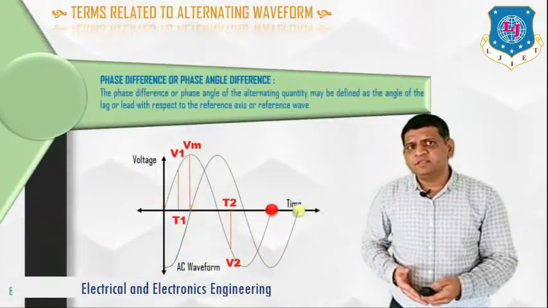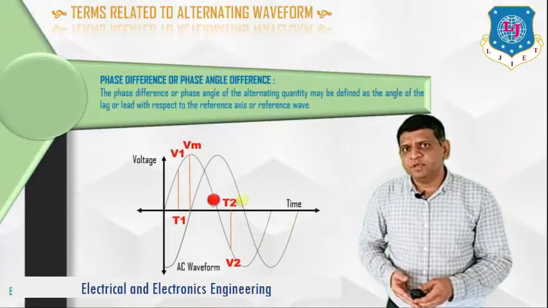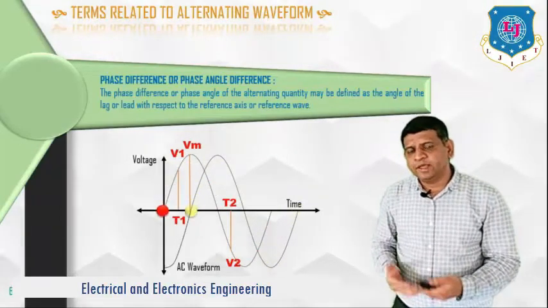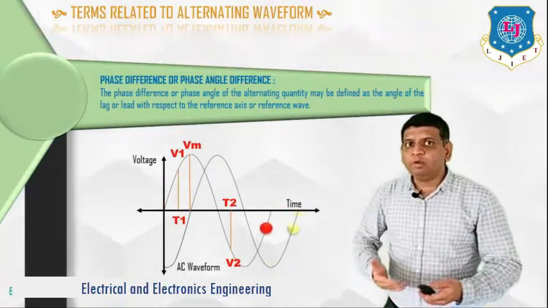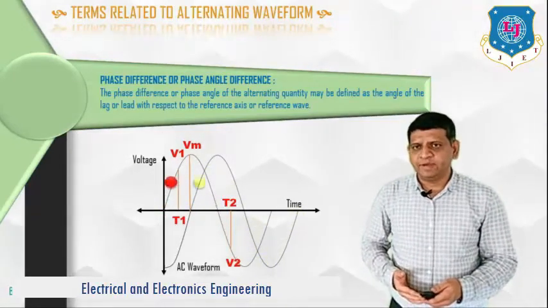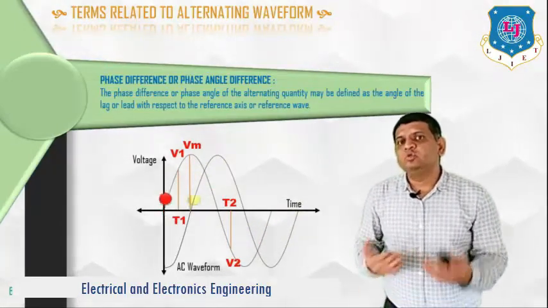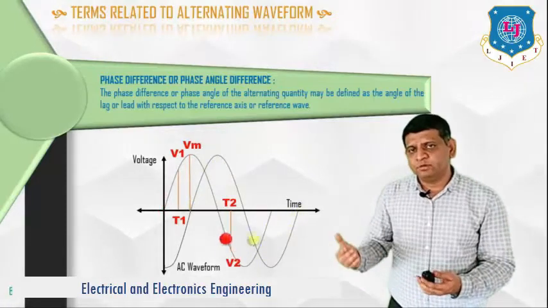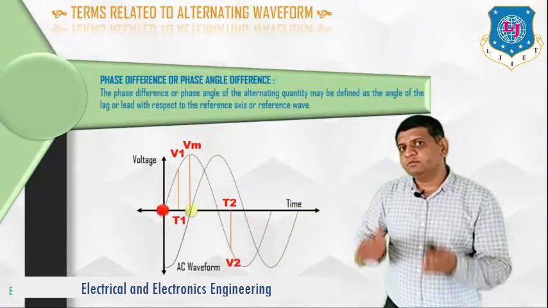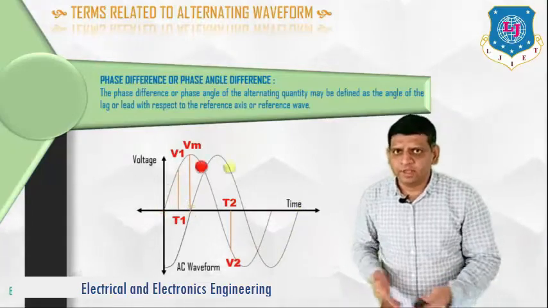Same way here, the phase difference or phase angle difference, right? So the phase difference or phase angle of the alternating quantity may be defined as the angle of the lag or lead with respect to the reference axis or a reference wave, right? So to understand this phase difference, we have to take two signals. Let's say one signal starts at the angle 0 and another signal starts at the angle 30. So here the phase difference is nothing but 30 minus 0, which is a 30 degree angle, right?